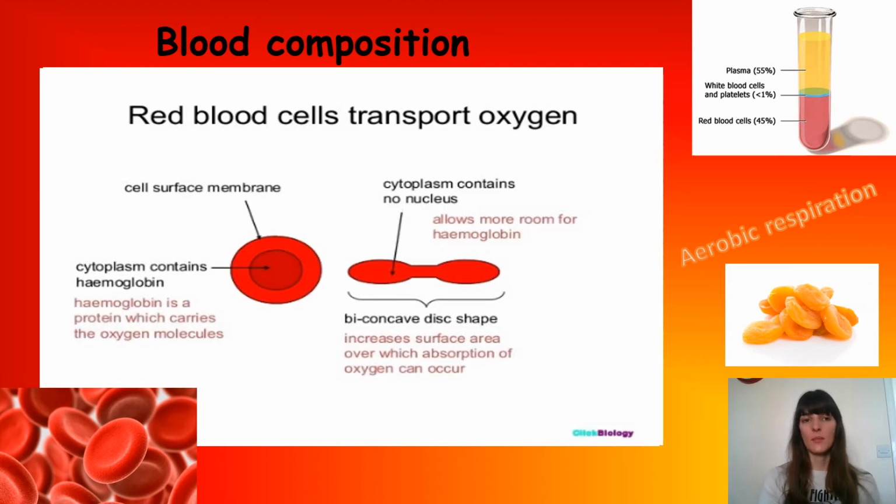There's another little diagram here just showing the structure of a red blood cell. So the cytoplasm containing hemoglobin, and you've got the biconcave disc shape, which increases surface area and gives it more area for the absorption of oxygen. It's also got no nucleus. So it has no nucleus, it has no genetic information, and that gives it more space for hemoglobin and thus oxygen.